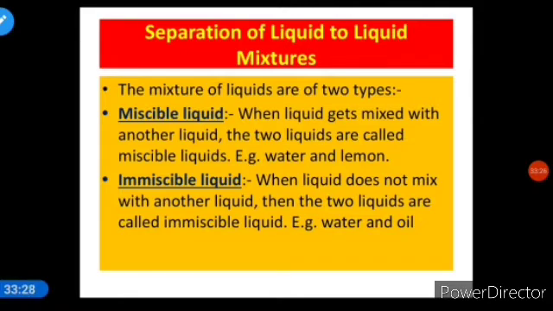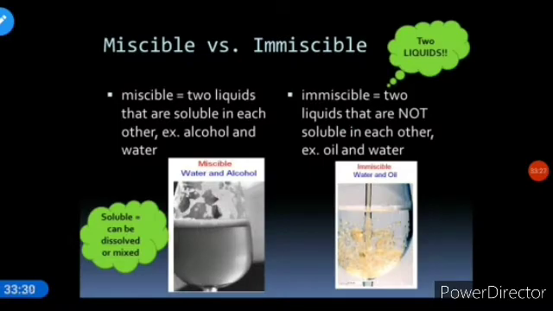Now we can go to the next one. Here in this slide, you can understand with the help of a picture. See, miscible liquids are two liquids that are soluble in each other, like alcohol and water. It means these two, alcohol and water, are mixed in each other, so it is miscible. And in immiscible, two liquids are not soluble in each other, and you can easily see that oil and water never mix in each other. So it is immiscible.